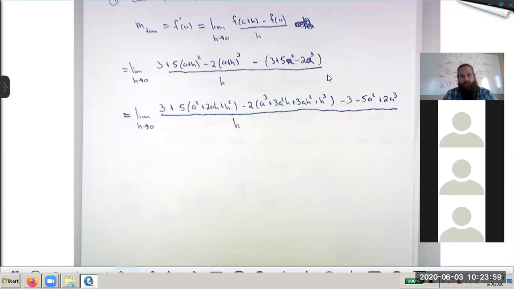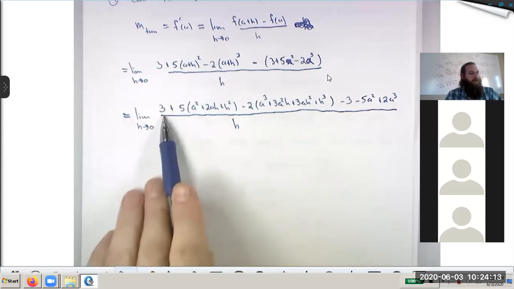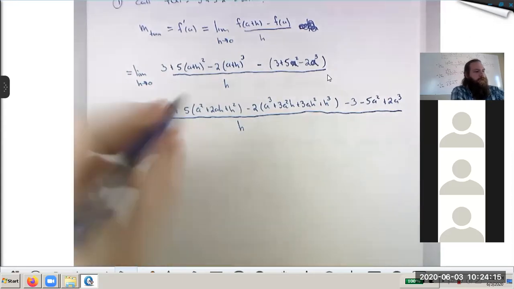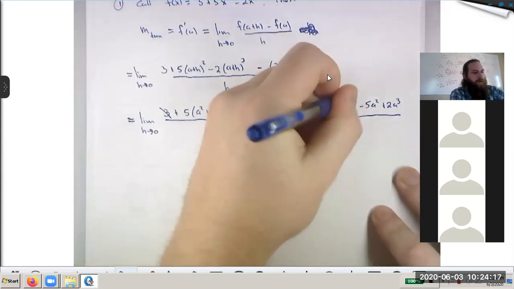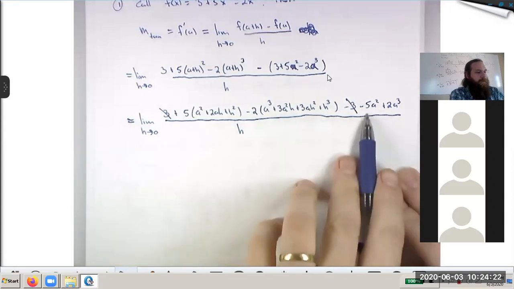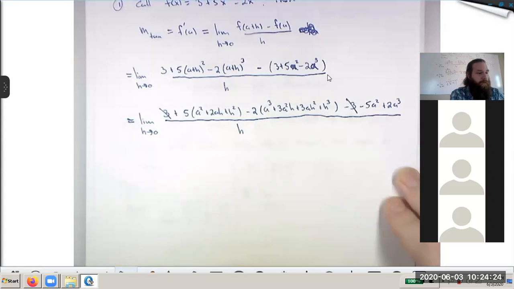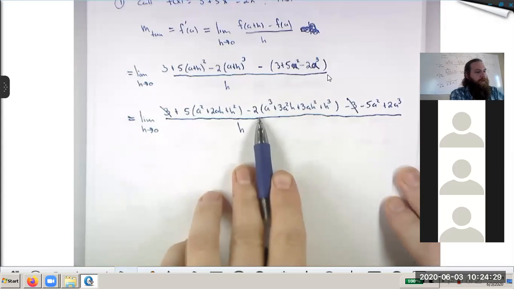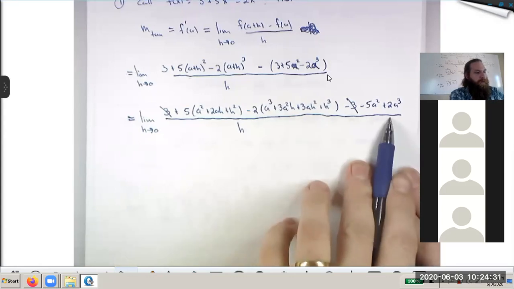Everybody's able to follow those algebra steps? It's not too bad, right? It just takes a lot of writing. So then we can try to collect terms and cancel things. I've got a plus 3 here and a minus 3 here. Those will go. I have a plus 5a squared here and a minus 5a squared here. Those will go. I have a minus 2a cubed here and a plus 2a cubed here. Those will go.